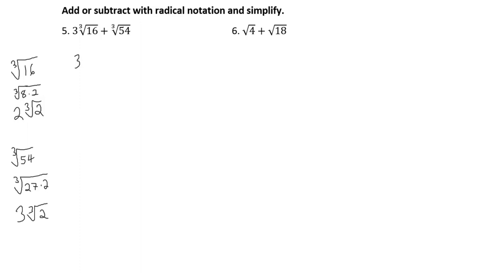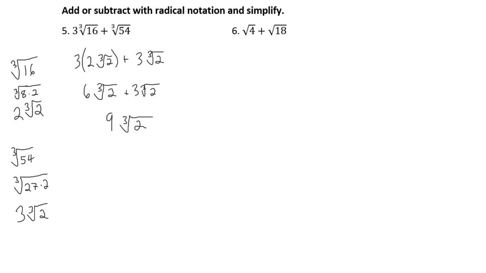So now we have 3 times 2 cube root 2 plus 3 cube root 2. So 3 times 2 is 6, so that's 6 cube root 2 plus 3 cube root 2. And 6 and 3 would give us 9 cube root 2. Okay, let's do the next one.